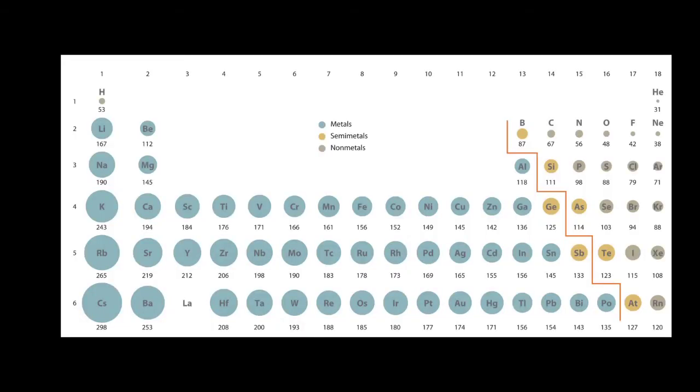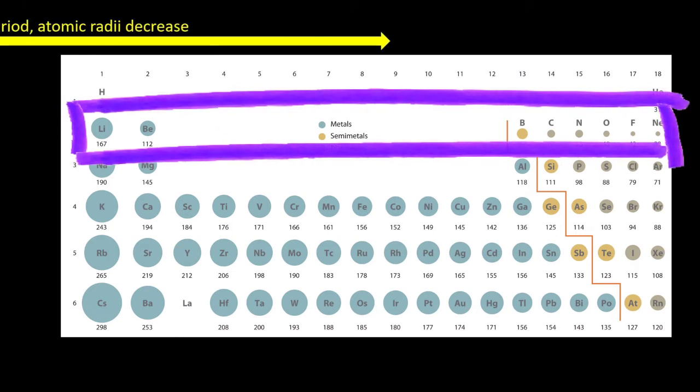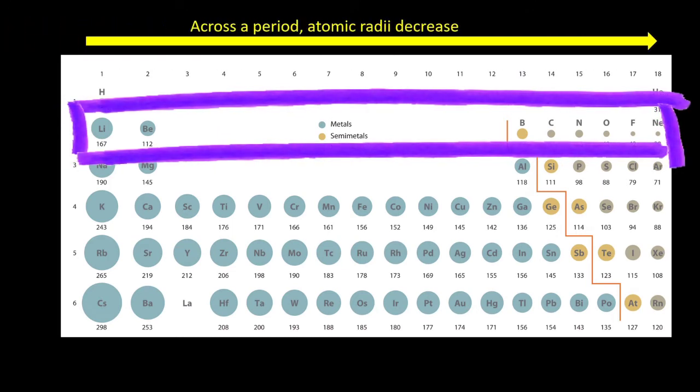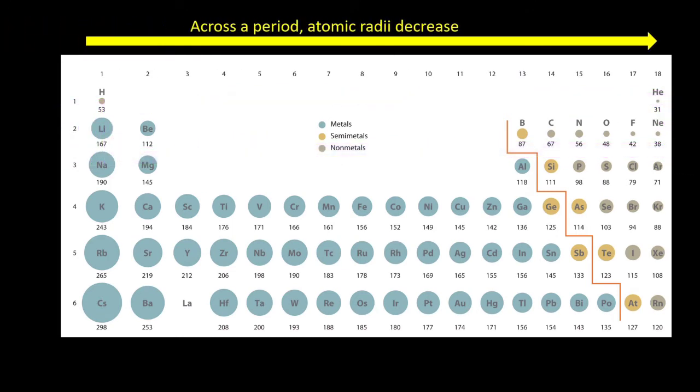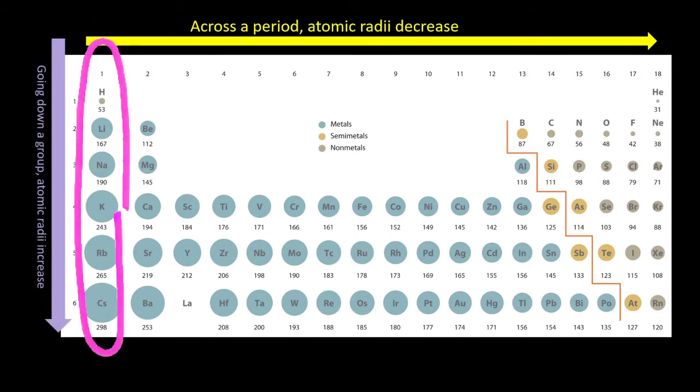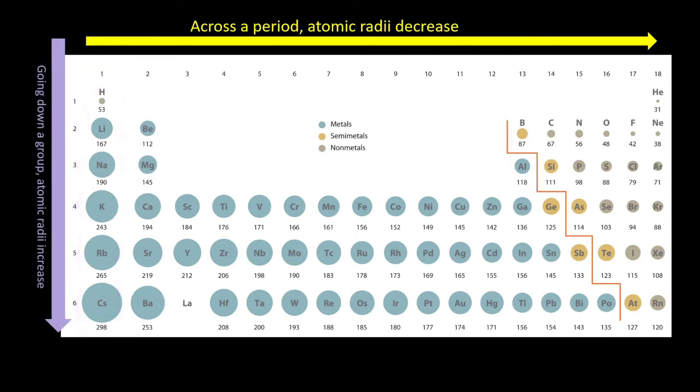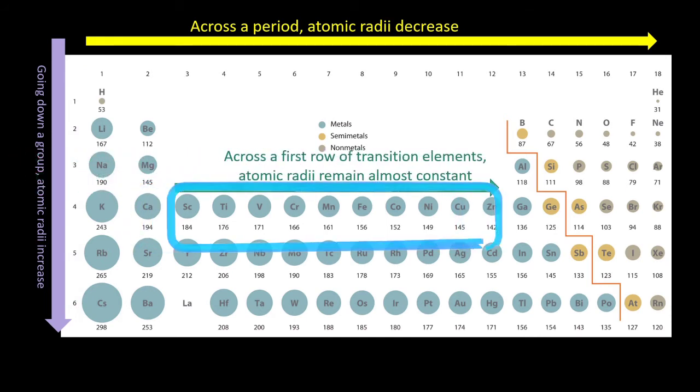From these periodic tables of elements, there are a few deductions that we can make. First, across the period, the atomic radii decrease. Second, going down a group, the atomic radii increase. And going across the first row of transition elements, the atomic radii remain almost the same.